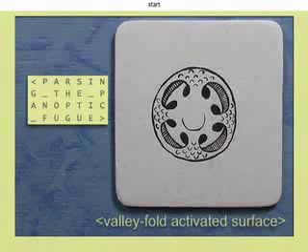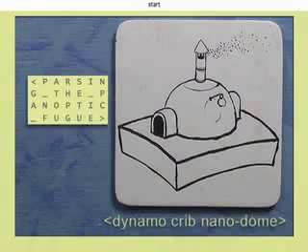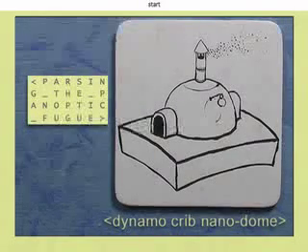The energies generated in the inner layer radiate out to the interior surface of the outside layer, which is speckled by beady nodules. These play a vital role in the orb ball's energy cycle. Let's zoom in on one of these nodules. It's called the Dynamo Crib Nanodome. The sturdy dome has openings in the front and behind.